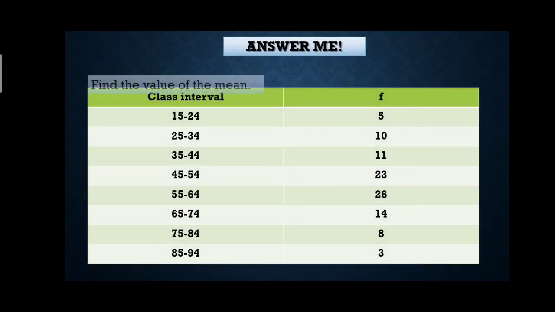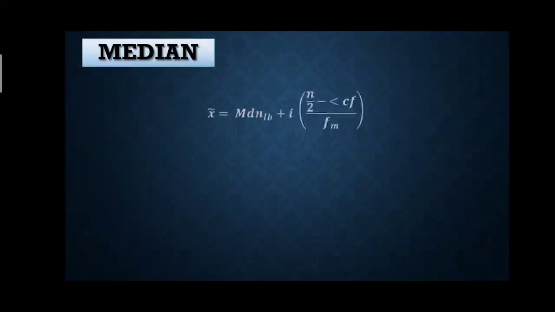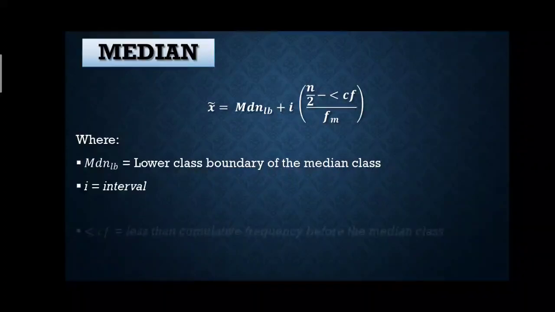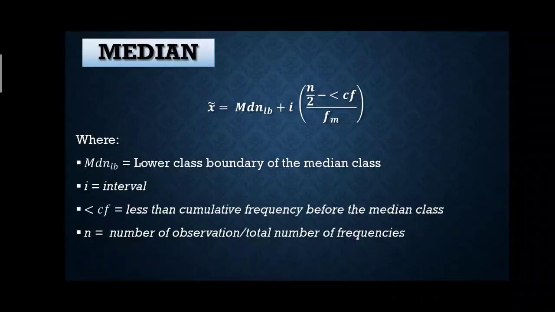Next. Okay, answer this given problem. Next, a median of group data. The formula is: median is equal to the lower boundary of the median class plus the interval times the quantity of n over 2 minus the less than cumulative frequency, all over f, or the frequency of the middle class.